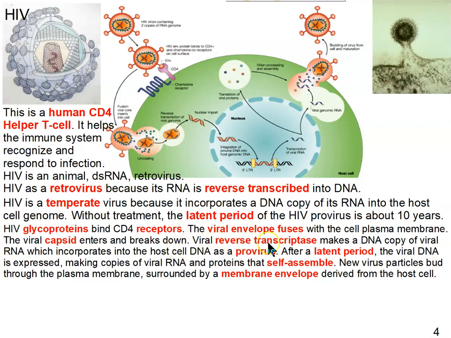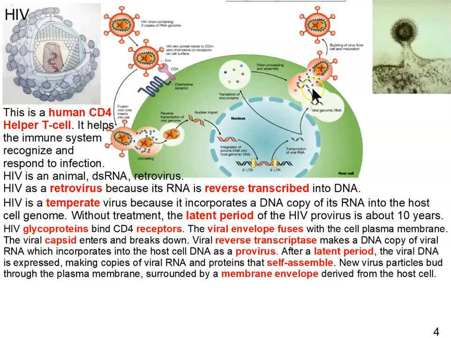The viral reverse transcriptase makes a DNA copy of the viral RNA, which incorporates into the host cell DNA as a provirus. After a latent period, the viral DNA is expressed, making copies of the viral RNA and proteins that self-assemble. So here we have viral RNA being made from the viral DNA, the proviral DNA.